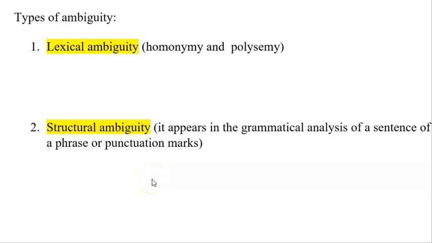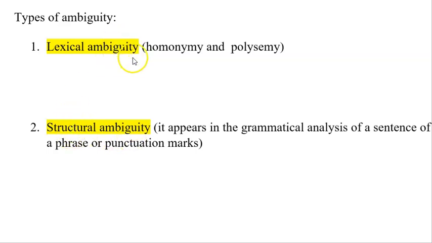Hello everyone. In this video, we're going to explain the two types of ambiguity that appear in language and how we can avoid this ambiguity in discourse analysis as a part of the role that context plays. The first type of ambiguity is lexical ambiguity, and the second type is structural ambiguity.